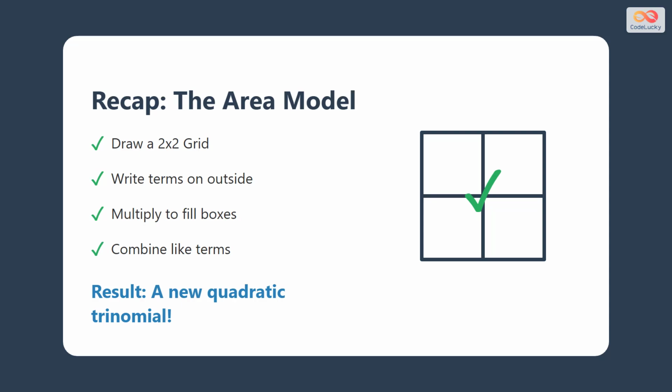To recap, draw your grid, place your terms on the outside, multiply to fill the inside, and finally, combine the like terms. This method works for any binomial multiplication and helps keep your work organized.